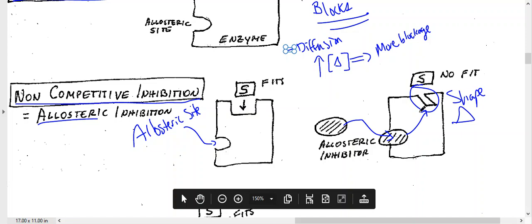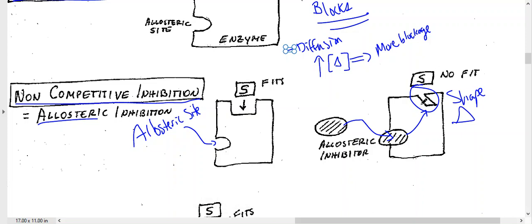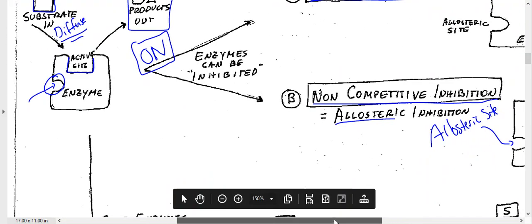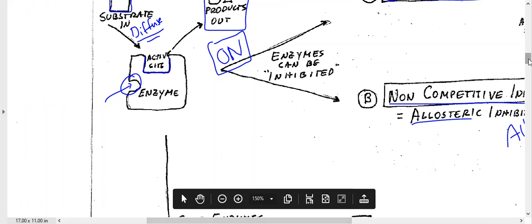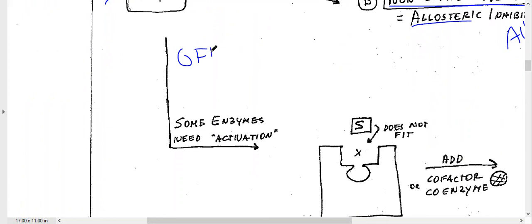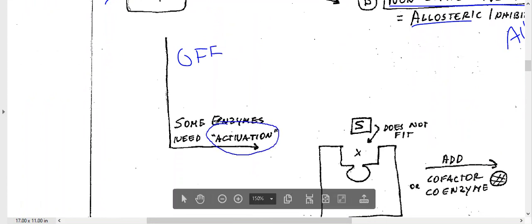That's going to prompt a mismatch between the active site and the substrate, and this substrate will not fit. So sad, too bad. Right. So those are the two ways that you can effectively turn an enzyme off. Other enzymes are by default off, and they have to be activated. They have to be turned on. So here's how to do that.